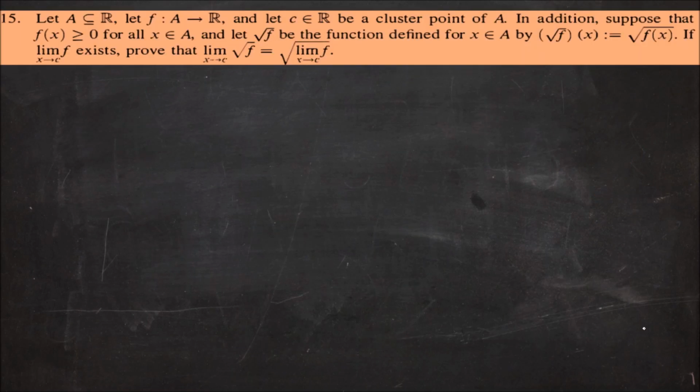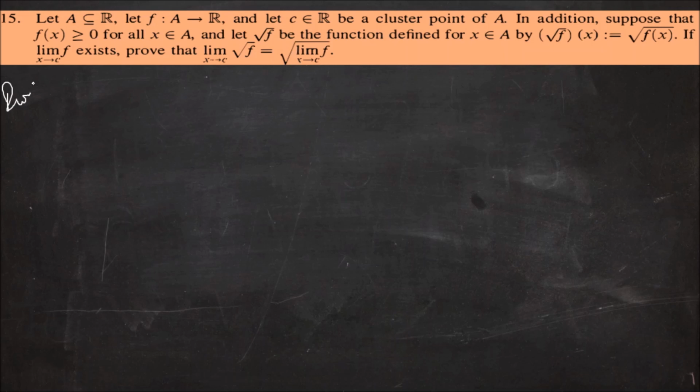Now let us start with question number 15. In question number 15, we have been given that f is a function from A to R, c is a cluster point of A, and fx is given to be positive for every x in A, and we are defining the function root f as root f of x equal to root of fx. We have been given that limit x tends to c f exists, and we have to show that limit x tends to c root f exists. So this we have to show.